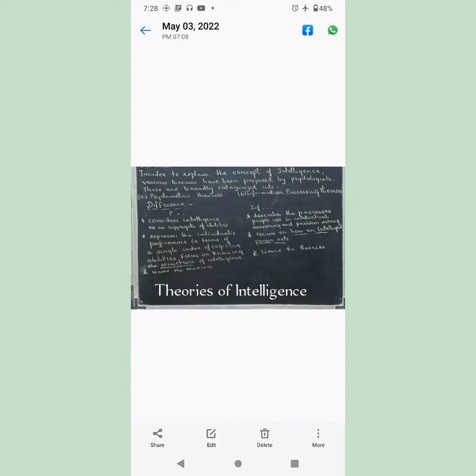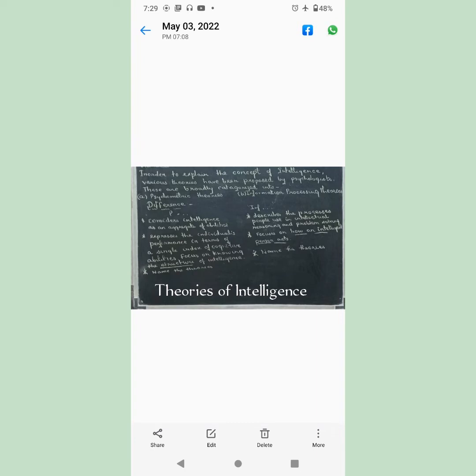Then a hierarchical model of intelligence. It is given by Arthur Jensen. Then J.P. Guilford, structure of intellect model. These are the 5 theories which are covered in psychometric approaches. That is, they are going to tell us the structure of intelligence.